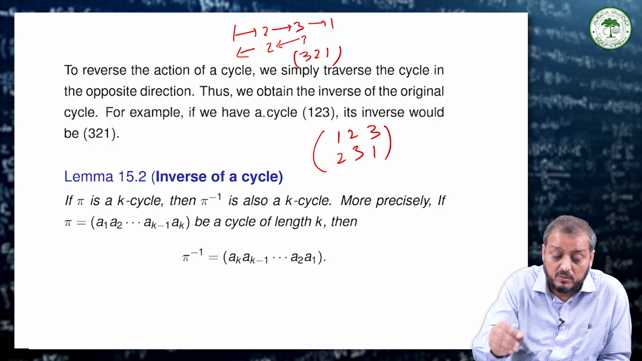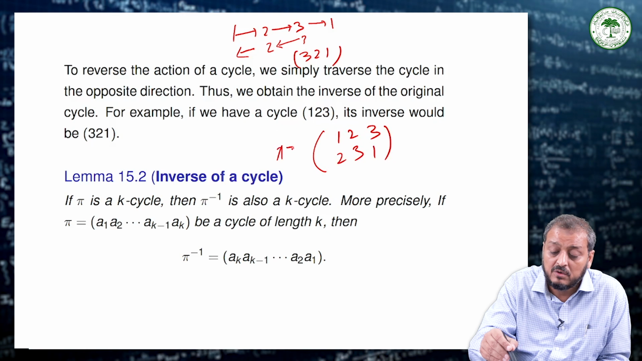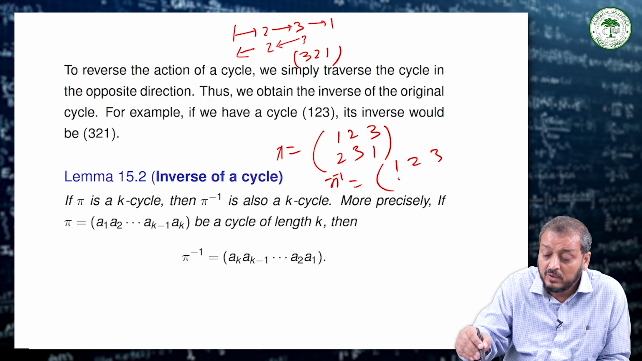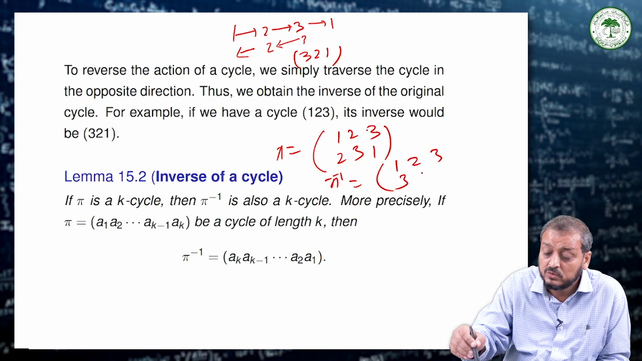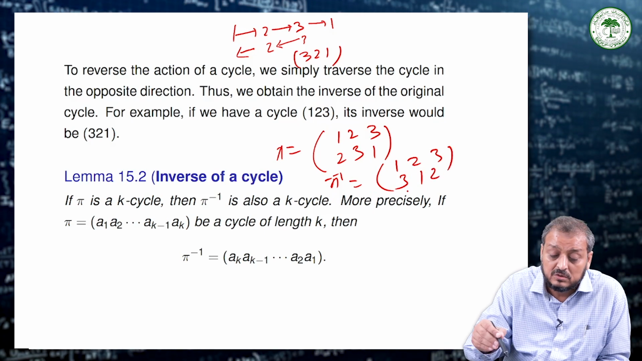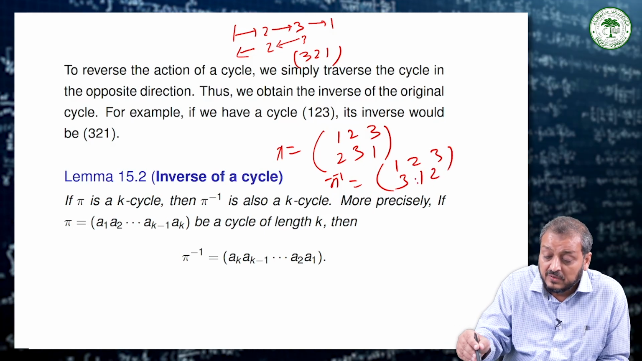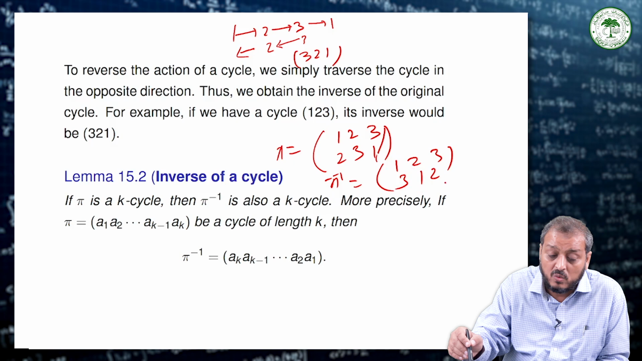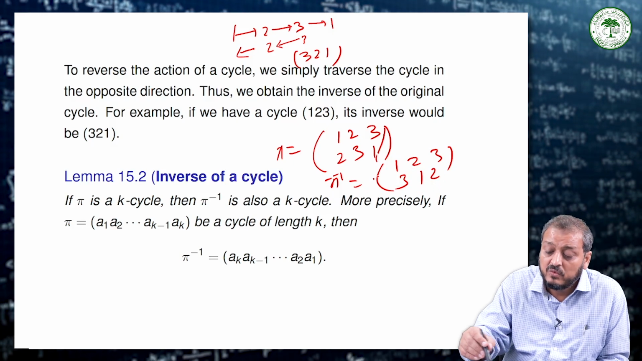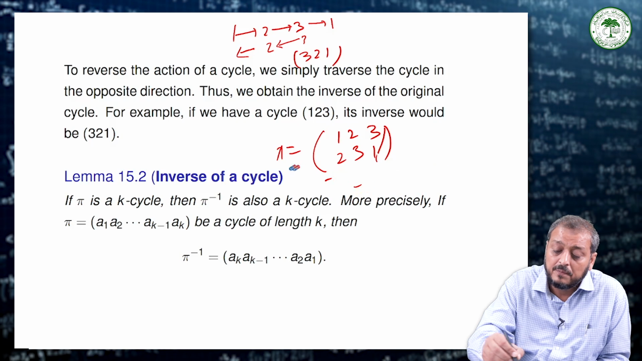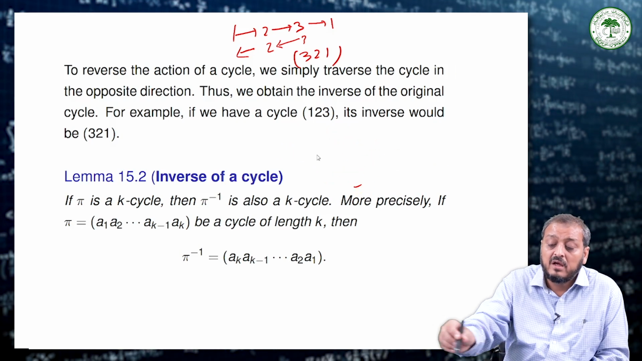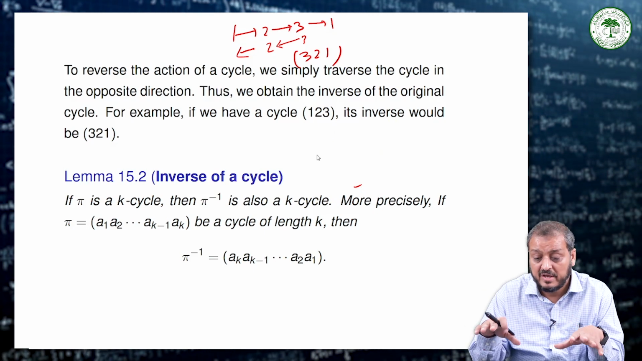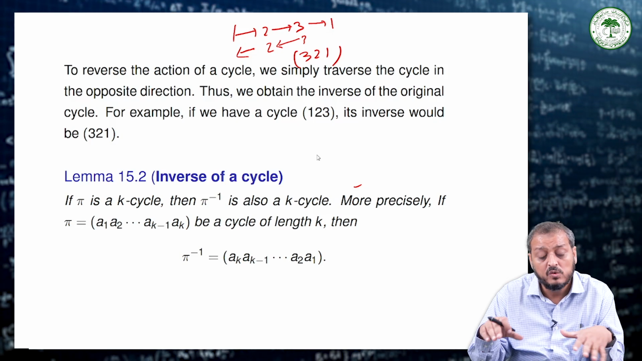Previously we found this, suppose this is equal to pi. Then for pi inverse we reverse the order: 1 goes to 3, 3 goes to 2, 2 goes to 1, then 3 goes to 2. So we just reverse the order of this. For obtaining the inverse of the original cycle, for example, if we have the cycle 1 2 3, its inverse would be 3 2 1.